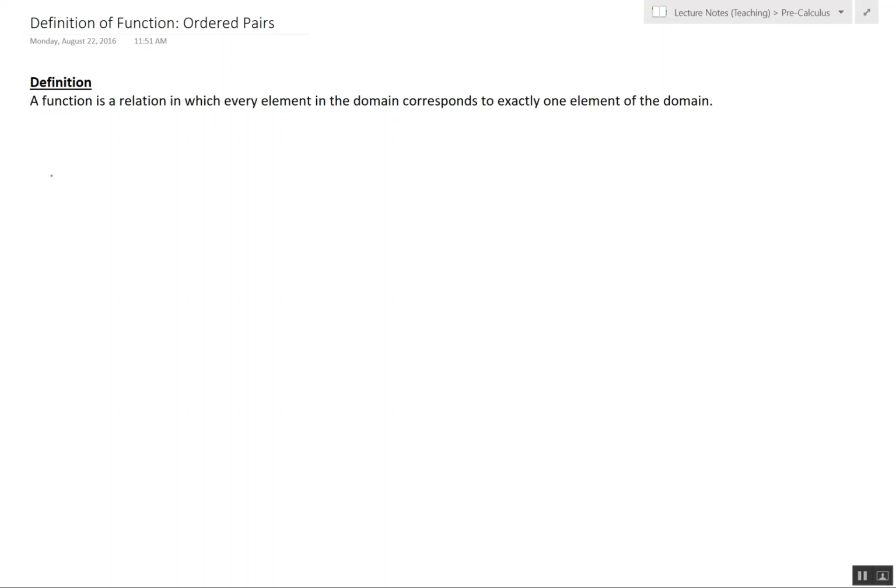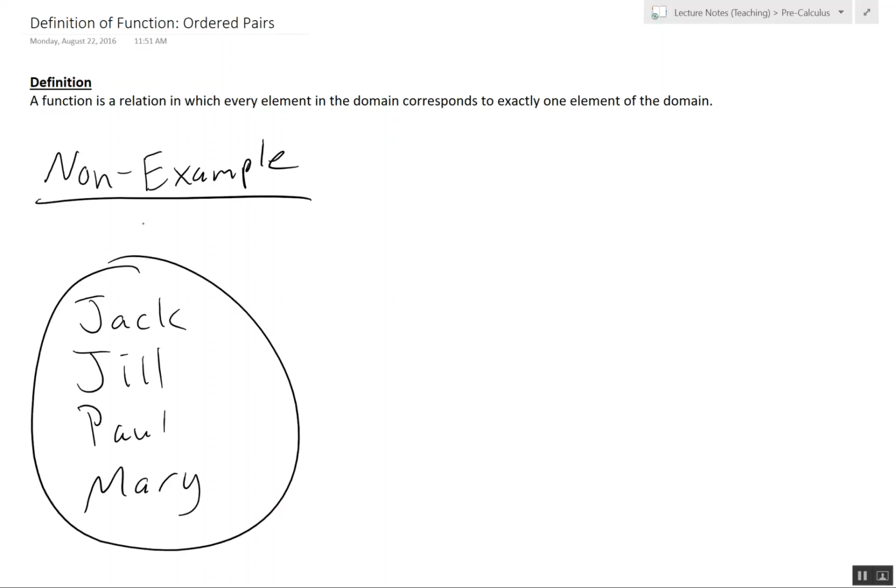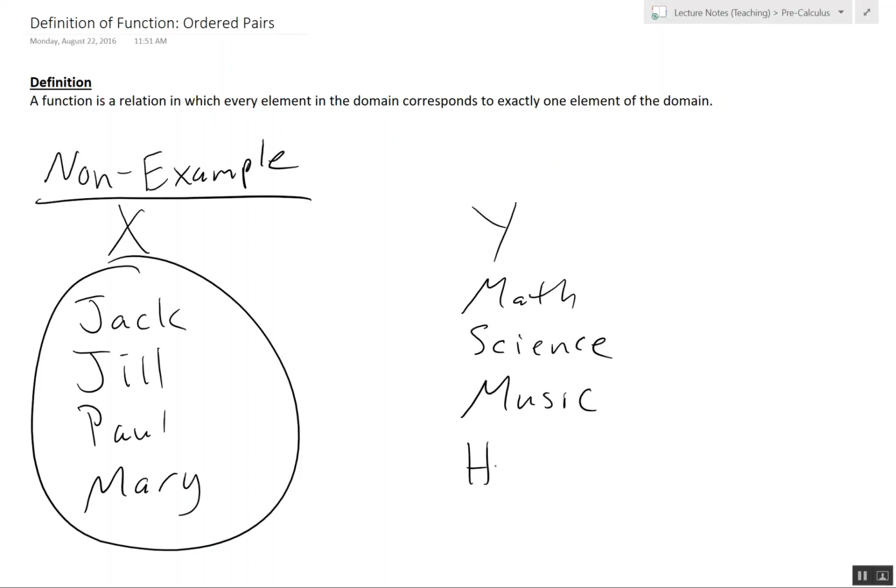So, let's look at a non-example first. A non-example was exactly what we had done before. So let's set X, again, be people Jack, Jill, Paul, and Mary from our previous example. And let Y be a set of classes again. So let's say math, science, music, and history.